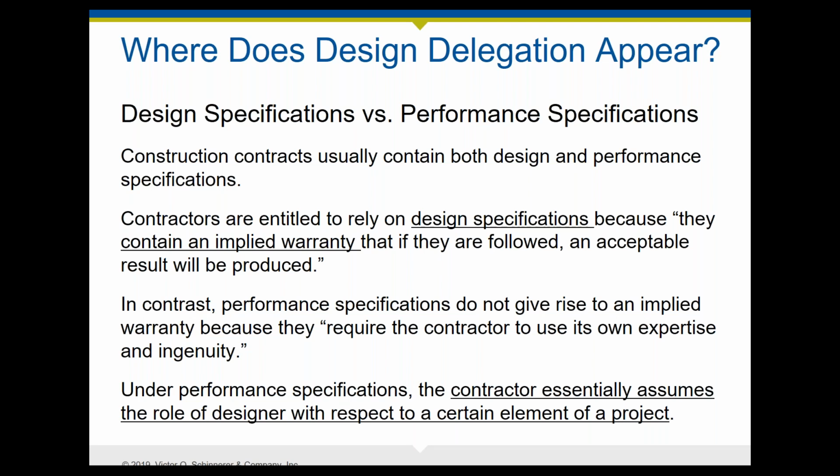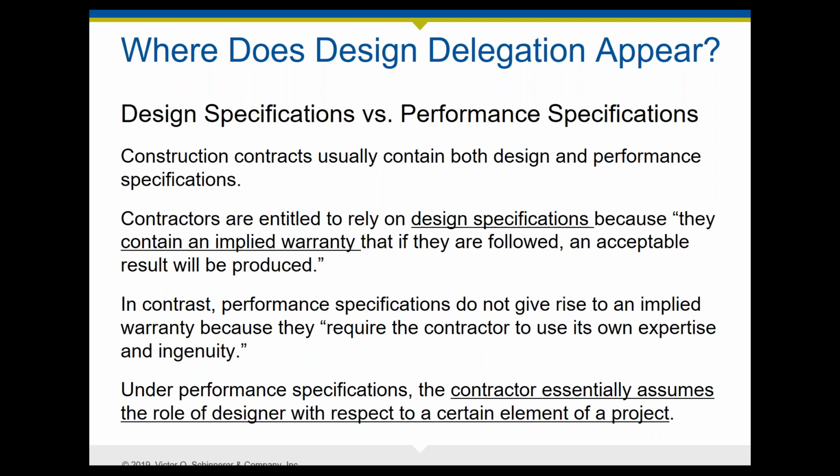The Supreme Court agreed with that and basically said when an owner gives a contractor plans and specifications, the owner provides an implied warranty that if they are followed, an acceptable result will be produced. That's an implied warranty on the owner's part. There is not an implied warranty on the designer's part. Designers only have to be non-negligent in what they provide to the owner. So owners are put into this situation where they have to give the contractor a warranty that the designer does not give them.